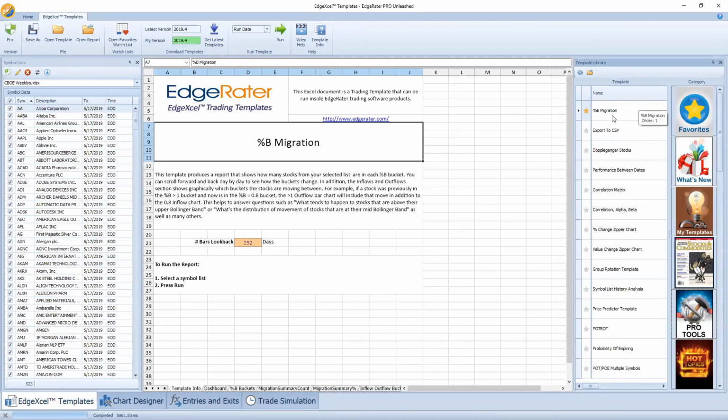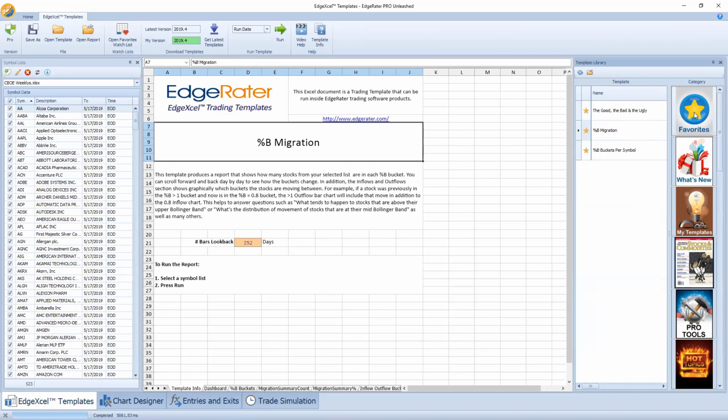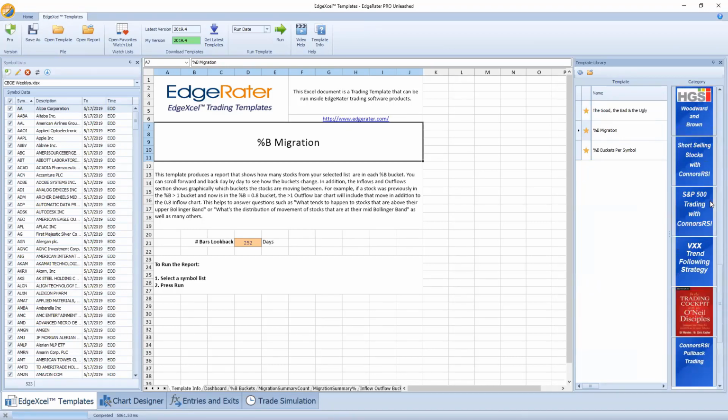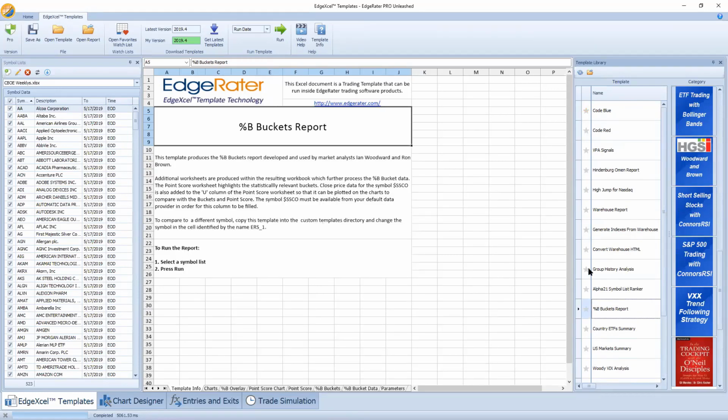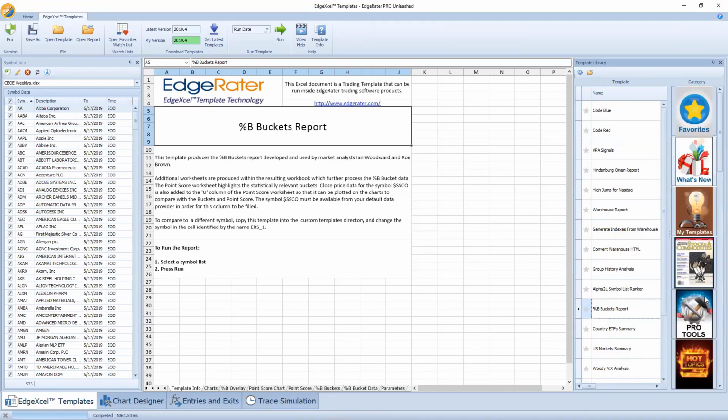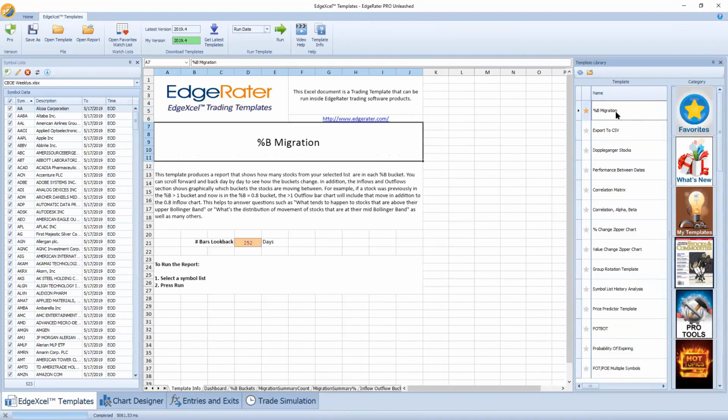If you use this frequently, which many people do, put a little star by it, and it will then be in your favorites category. And you would find the other report, the one I was just saying has been superseded, in the HDSI category, and you'll find the old %B buckets report, you may have that one still. I would recommend just not using that anymore and going to your Pro Tools for the migration report.